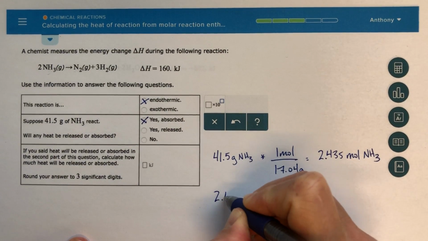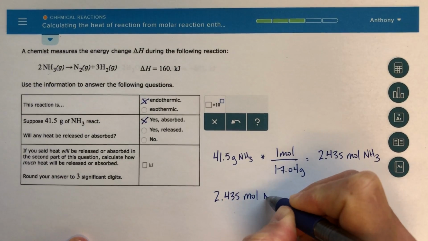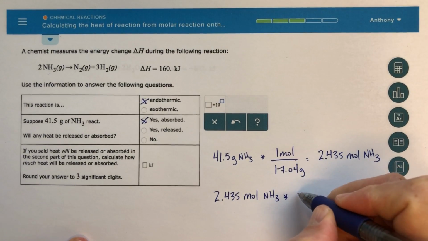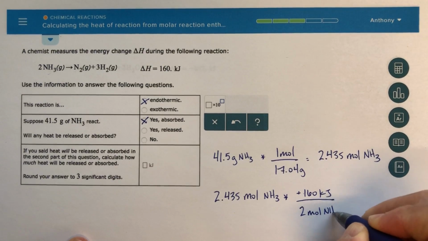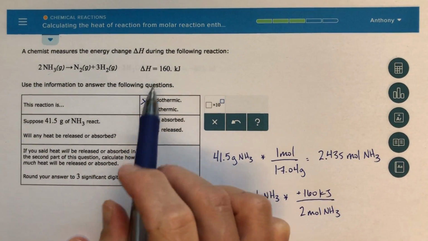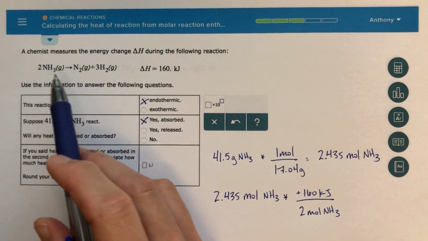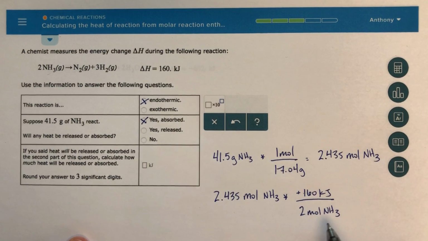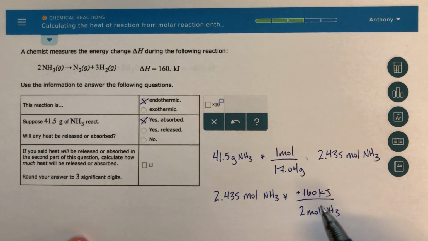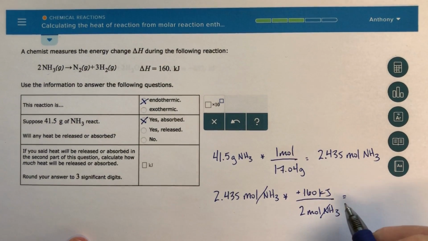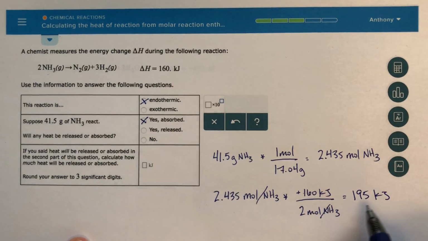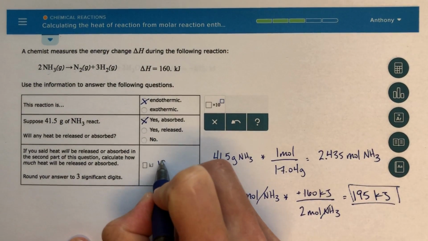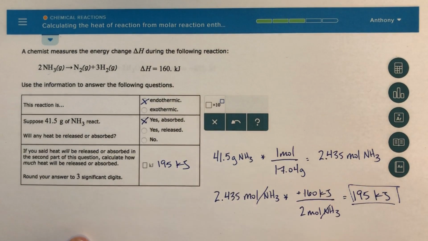And the way that that's going to look is 2.435 moles of NH3 times it requires positive 160 kilojoules for every 2 moles of NH3. So I'm using the information from the thermochemical equation as a conversion factor, right? Every 2 moles of NH3 requires this amount of energy. So I can use that as a conversion factor to say, well, if I have 2.435 moles of NH3, how much energy is that going to require? My units of moles of NH3 should cancel, and I end up with my final value here of 195 kilojoules. We're asked to answer in 3 sig figs, so this is the answer that I'm going to put in over here, 195 kilojoules.